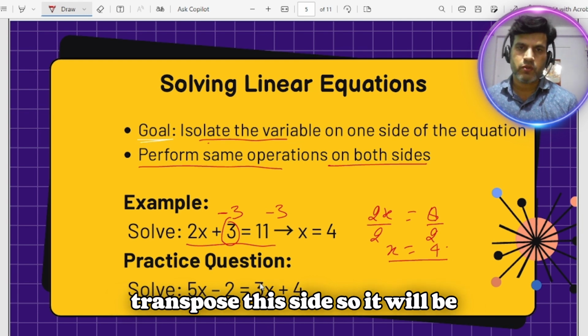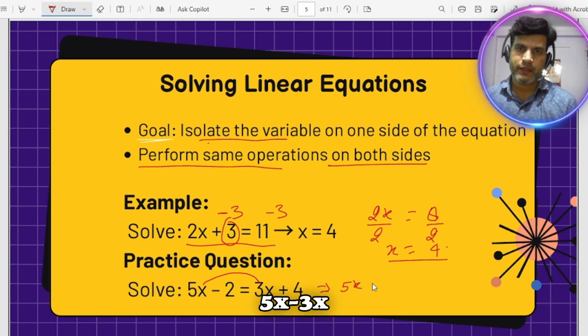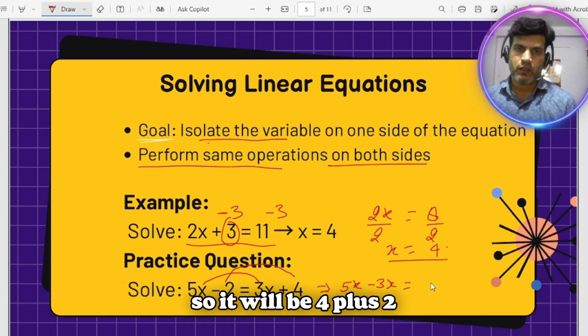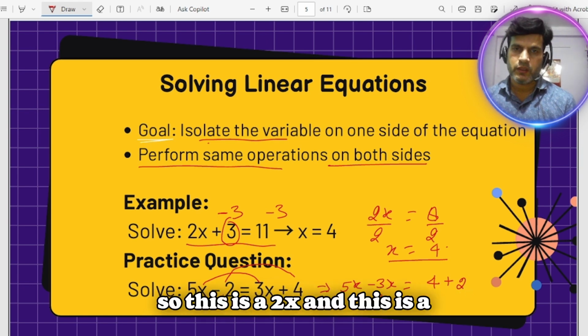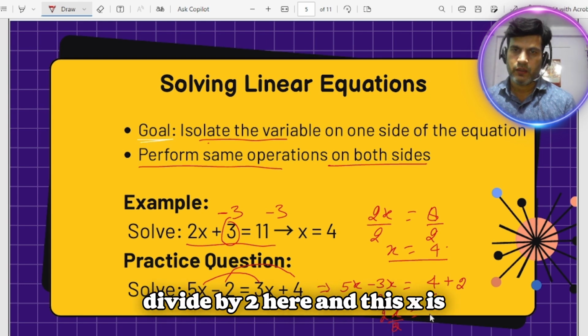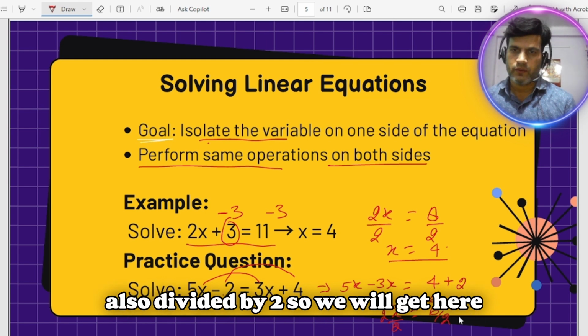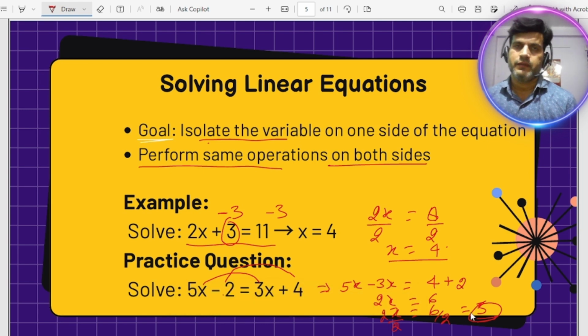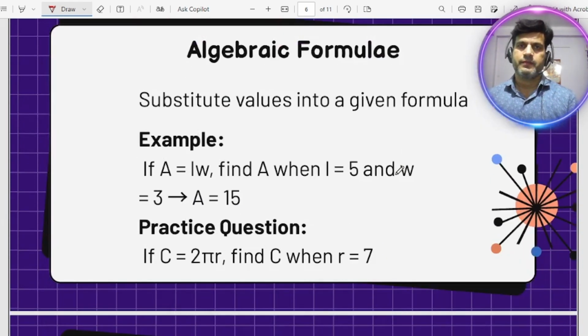So first we need to transpose this side. So it will be 5x minus 3x, and this is subtracted to this side. So it will be 4 plus 2. So this is 2x, and this is 6. So x equals, it's divided by 2 here, and this side is also divided by 2. So we will get here 3. So this is the answer. We can solve like this.